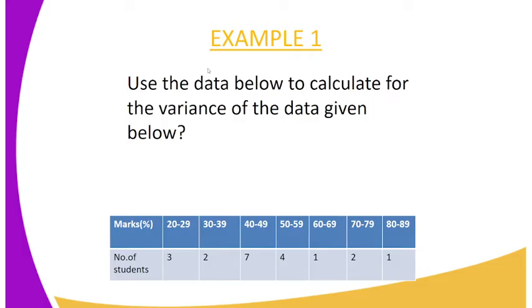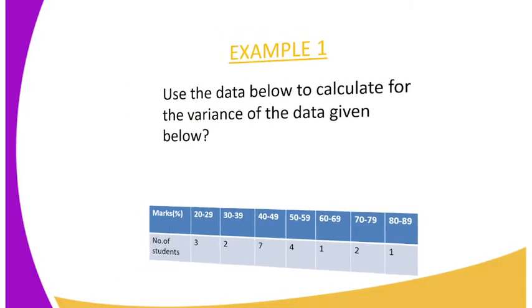On to the example which is given here. You're supposed to use this example to calculate the variance of this data. The marks are given in percentage. 20 to 29, the frequency is 3, or the number of students who scored between 20 to 29 is 3; 30 to 39, 2 students; 40 to 49, 7 students; 50 to 59, 4 students; 60 to 69, only 1 student; 70 to 79, 2 students; and 80 to 89, only 1 student. This data you're supposed to represent using a frequency distribution table.